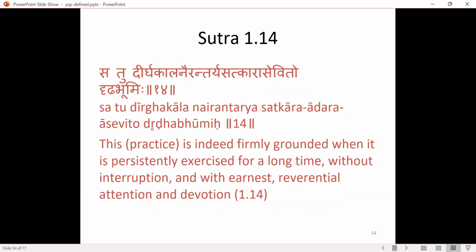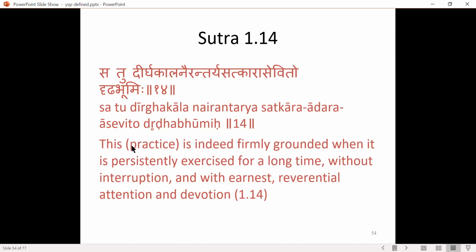The words are Sa tu dirghakala, that's the first one. Nairantarya, second one. Satkara sevitaha, third one. Dridabhumihi. So again, I read the whole sentence: Sa tu dirghakala nairantarya satkara sevitaha dridabhumihi.